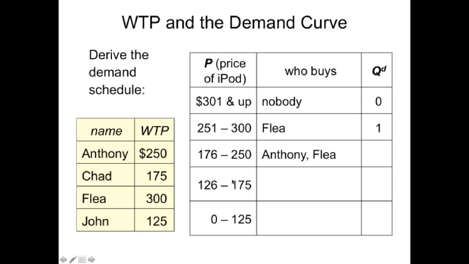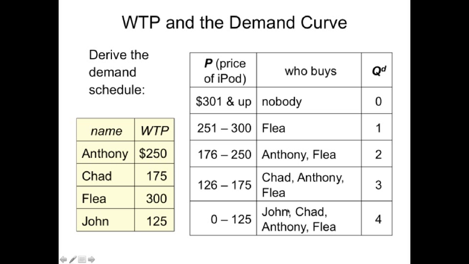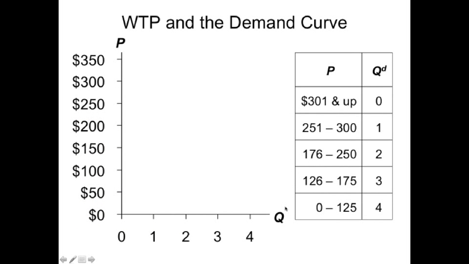But once you drop down to $250, Anthony now wants to buy the product. And in fact, anywhere from $176 to $250, you have a quantity demanded of 2. Once you get to $175, you get a third potential buyer. And for $125 or less, 4 people would buy the iPod. So you could take that information and we could draw in a demand curve.